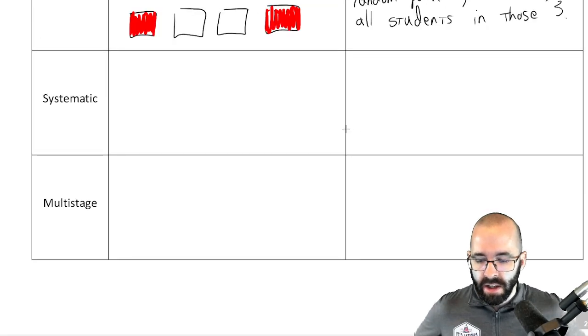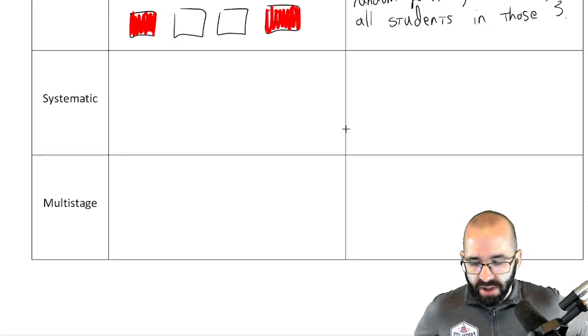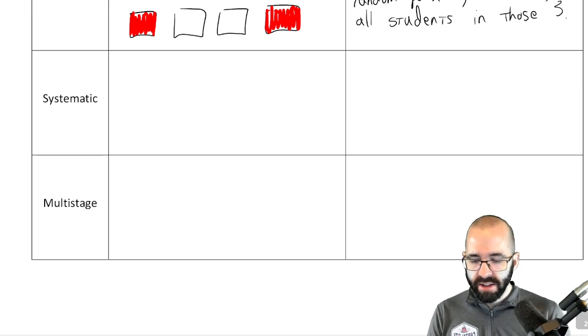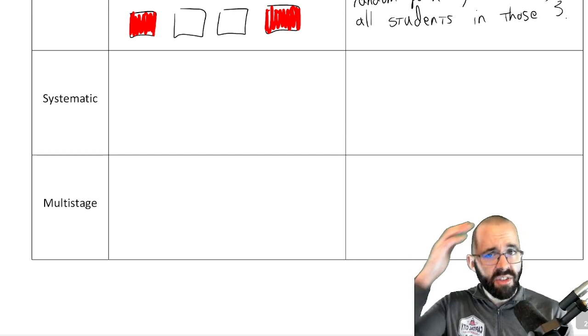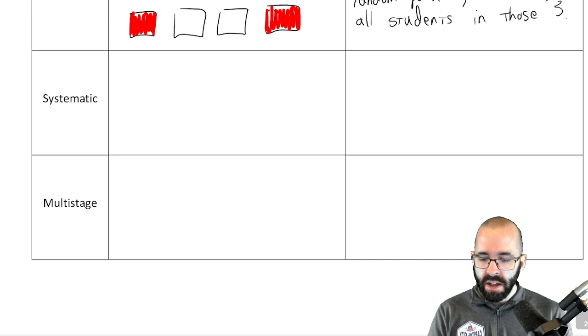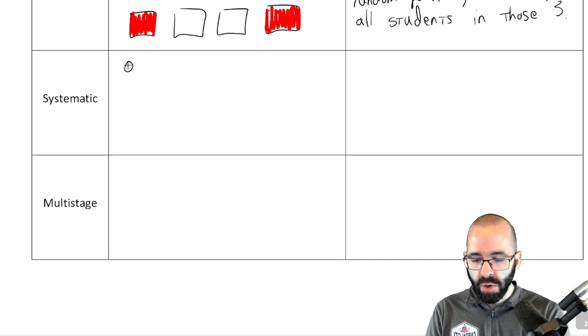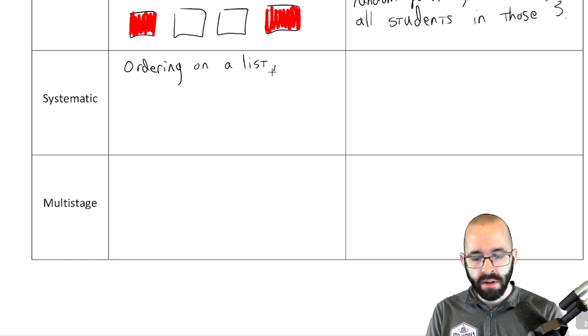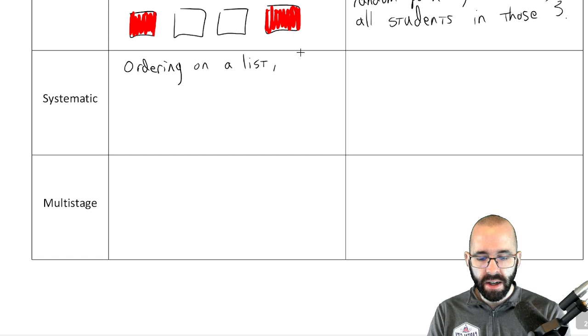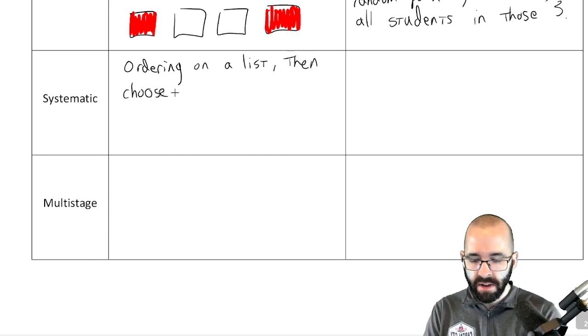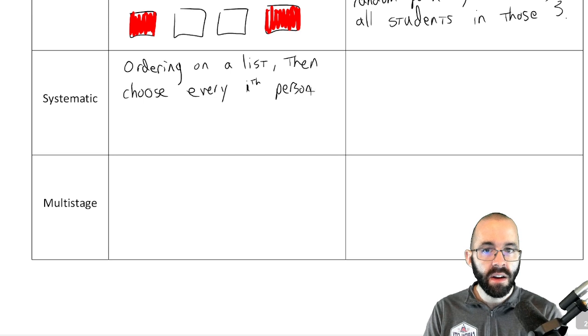Okay. The last two are a little quicker, a little easier to understand. Cluster and stratified are usually the trickiest. But systematic is going to be like ordering, some kind of ordering on a list. Then if we want to sample, we choose every ith person on that list.